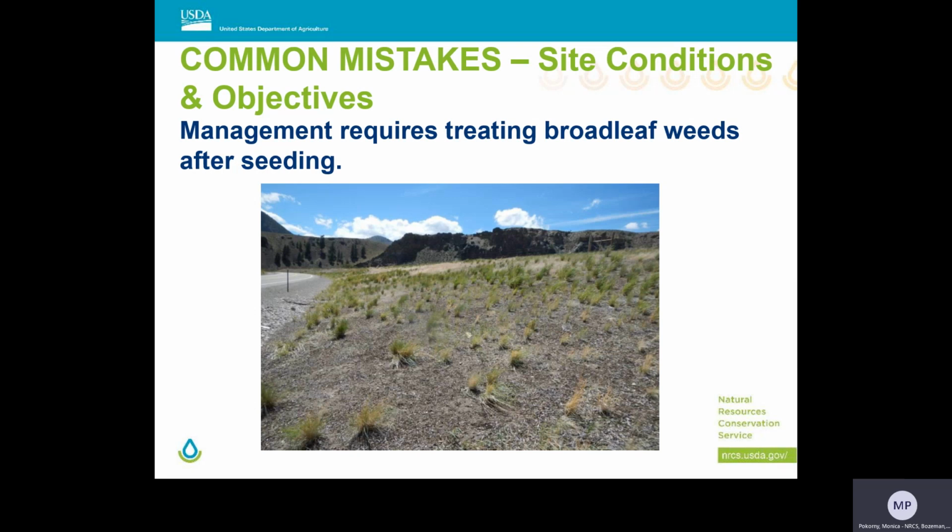So it really speaks to the importance of knowing not only what the current management is, but what the follow-up management is going to be on a site when you're developing a seed mix.